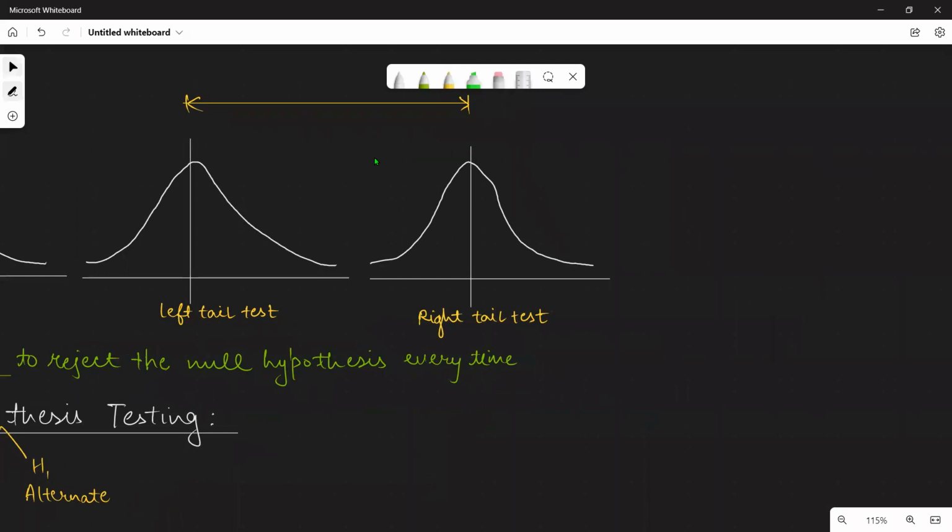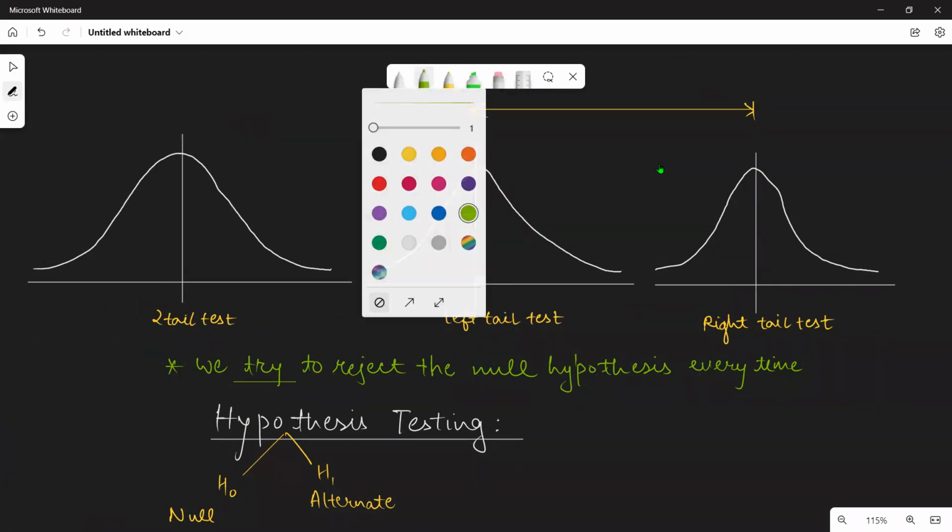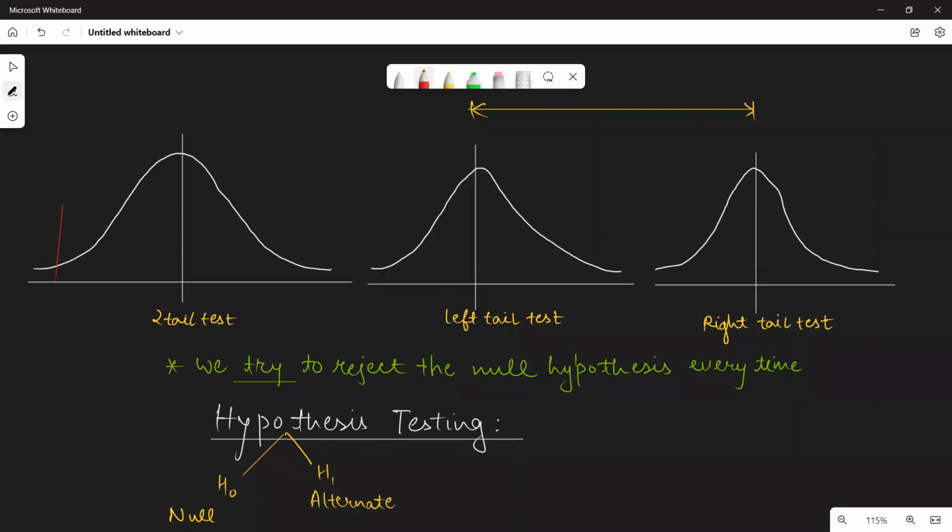Now when I say that it is a two-tailed test, what happens is on both the ends, that means this side also and this side also, something called a rejection region will get created.